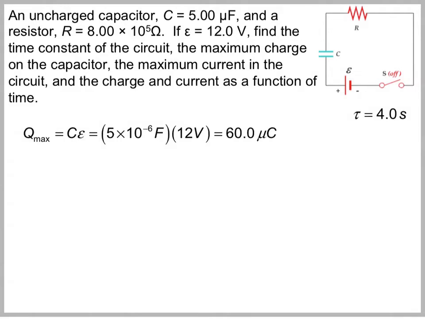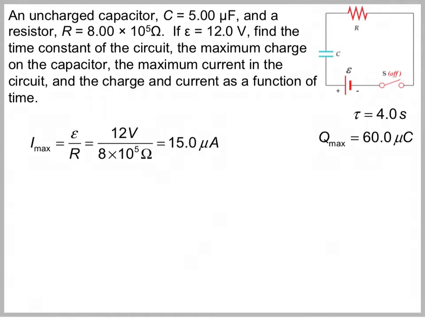The maximum charge on the capacitor is C times the voltage of the battery. So CV, we multiply that and we get 60 microcoulombs. The maximum current is the voltage over the resistor. So before there's any charge on the capacitor, that's when I hit my maximum current. It's 12 volts over 8 times 10 to the 5th ohms. I get 15 microamps.